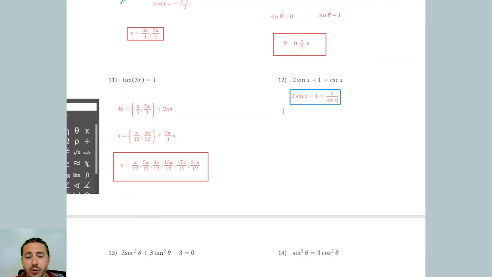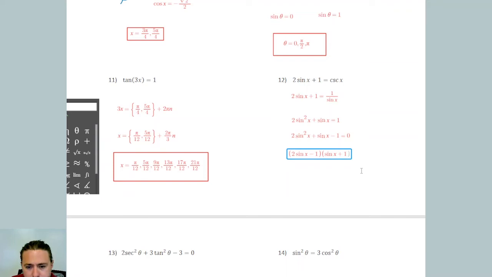And then if we multiply everything by sine x, we're going to get 2 sine squared x plus sine x equals 1. So we want to subtract the 1 from both sides. And now we can factor, okay? So these will factor as 2 sine x, let's see, this would be minus 1, and then sine x plus 1 equals 0.